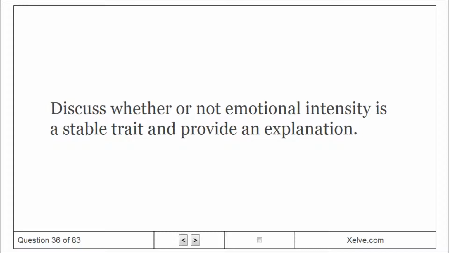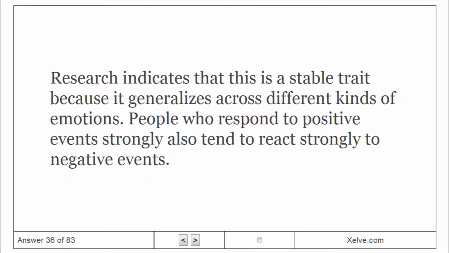Discuss whether or not emotional intensity is a stable trait and provide an explanation. Research indicates that this is a stable trait because it generalizes across different kinds of emotions. People who respond to positive events strongly also tend to react strongly to negative.